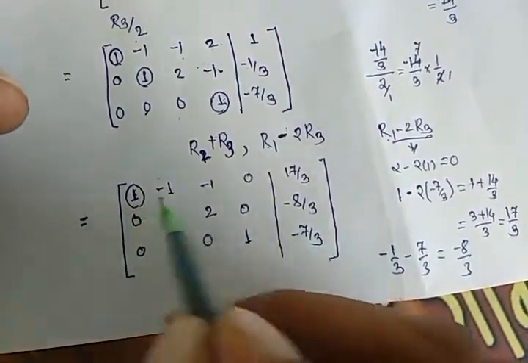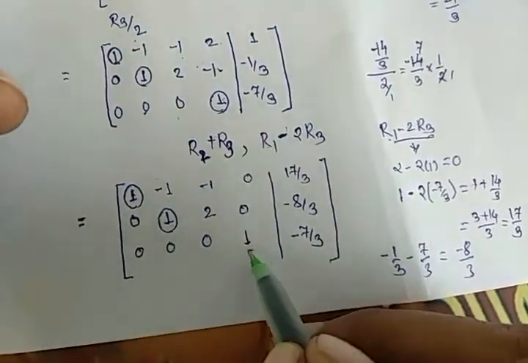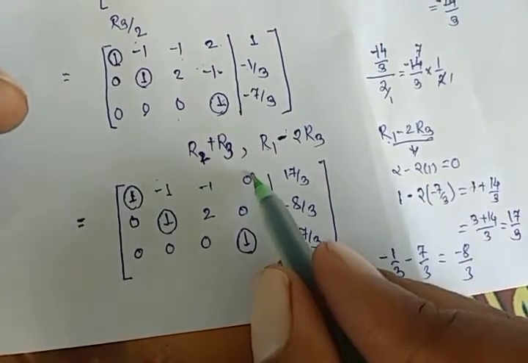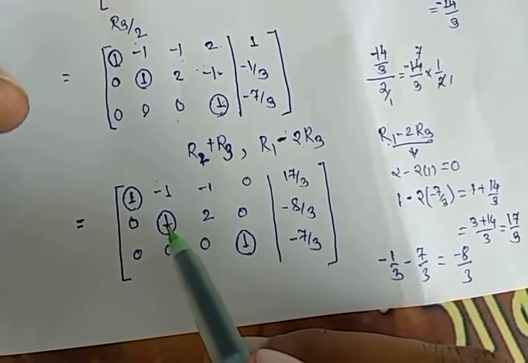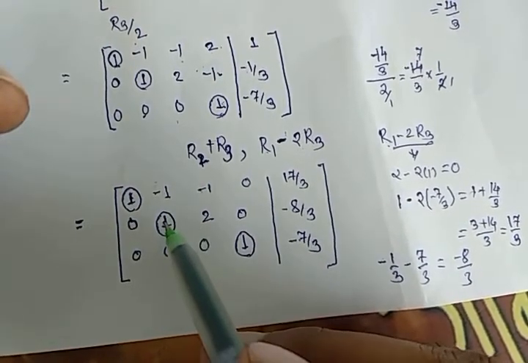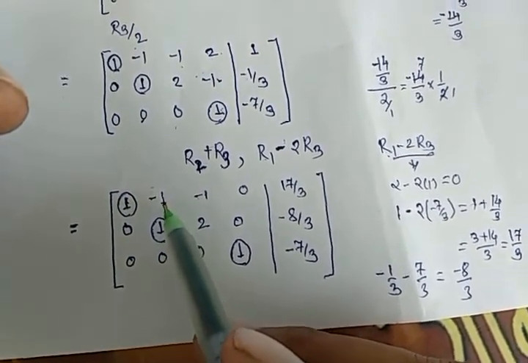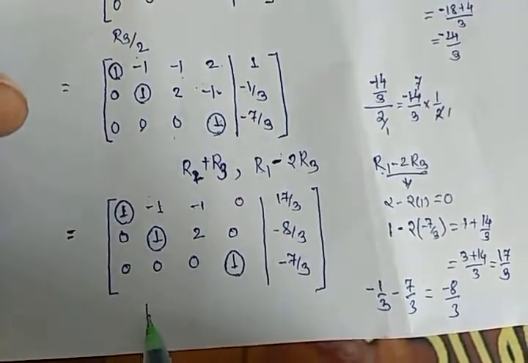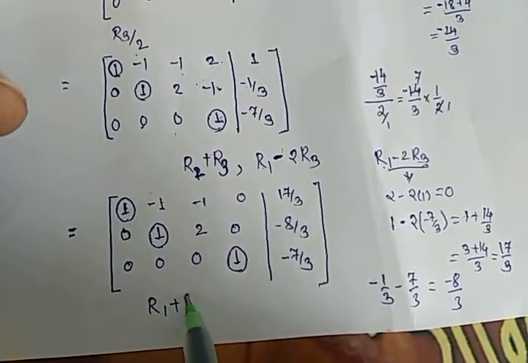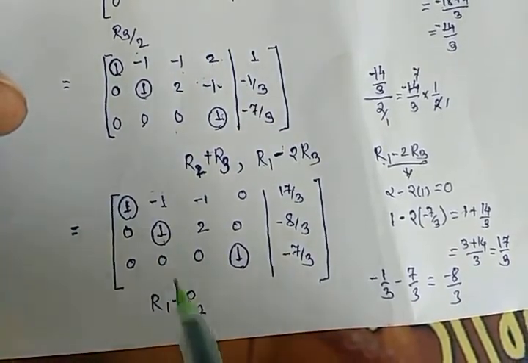Now here it is our first leading one, second leading one and third leading one. Above the third, all elements are 0. Now to make the elements above the second leading one 0, our new row operation will be, since here it is minus 1 plus 1, R1 plus R2, so that minus 1 plus 1 will be 0.